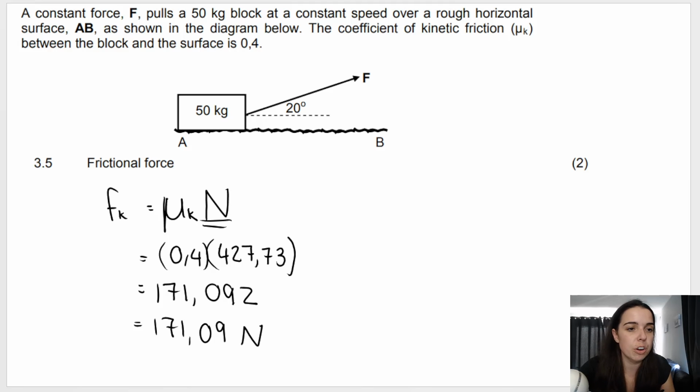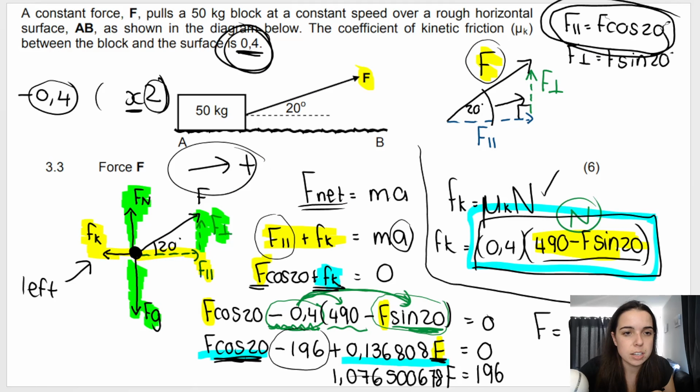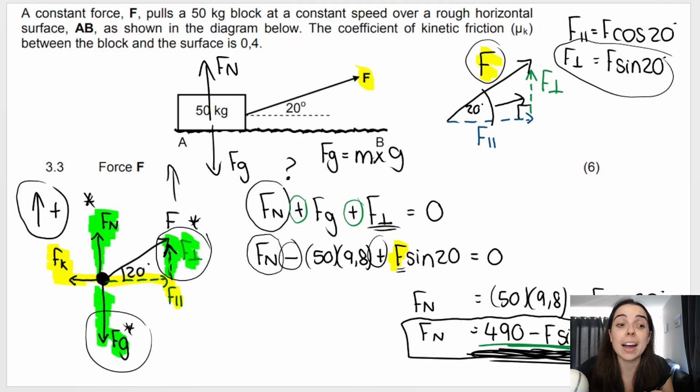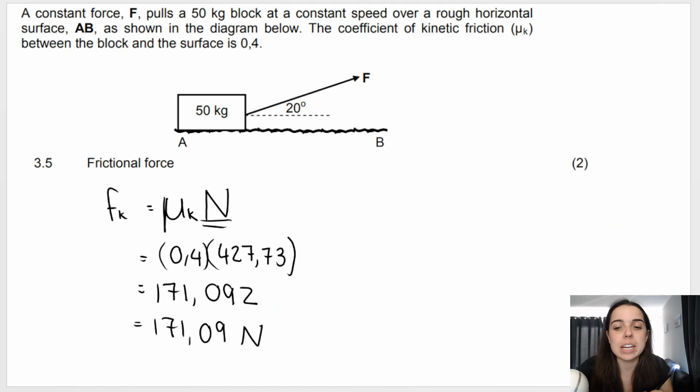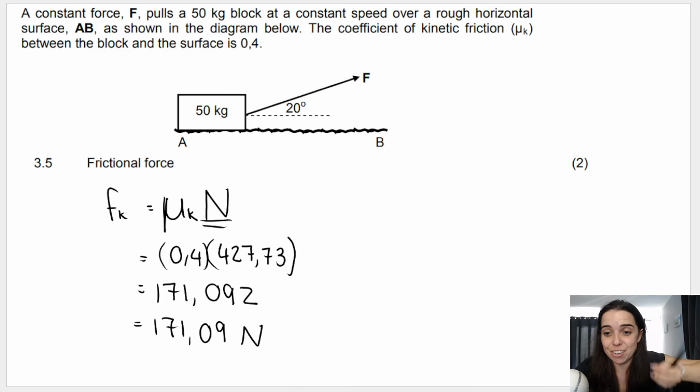Now just please take note that these questions are asking me to calculate the magnitude, which means we don't need to give direction. But if they just ask me to calculate frictional force, not the magnitude, then you would have to say 171,09 newtons to the left. You would have to give a direction.